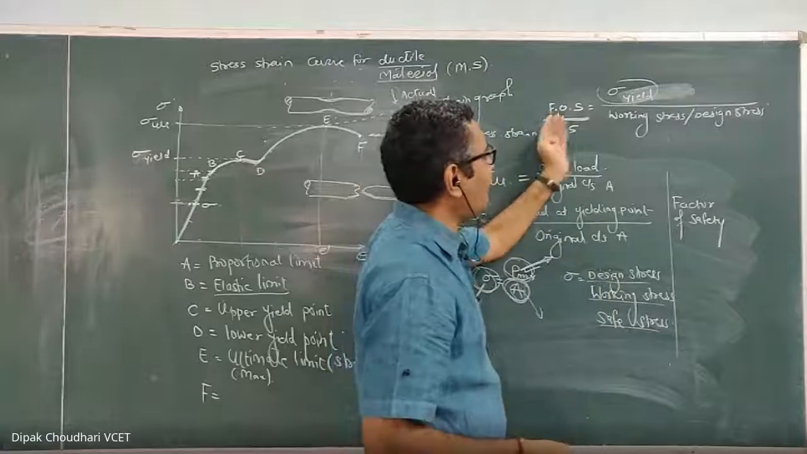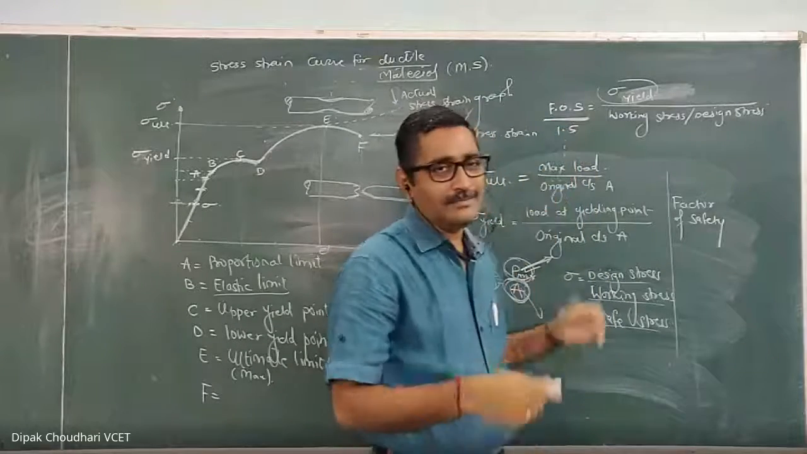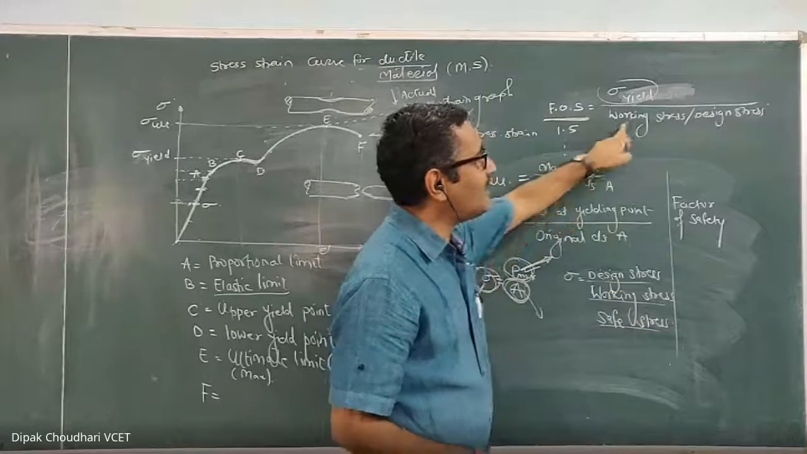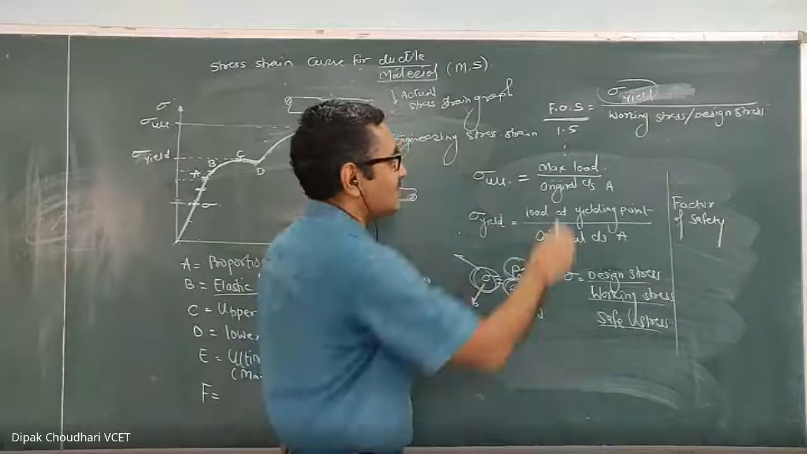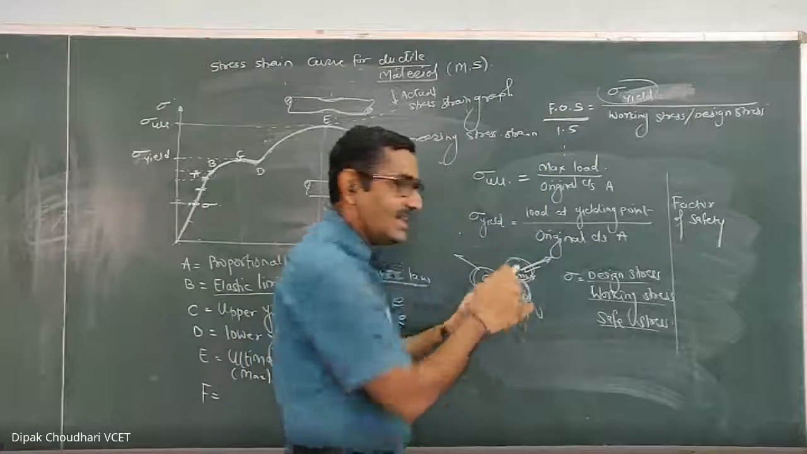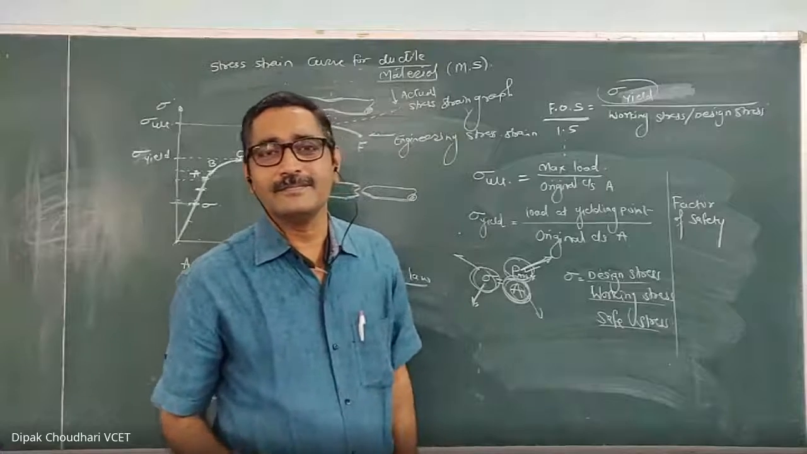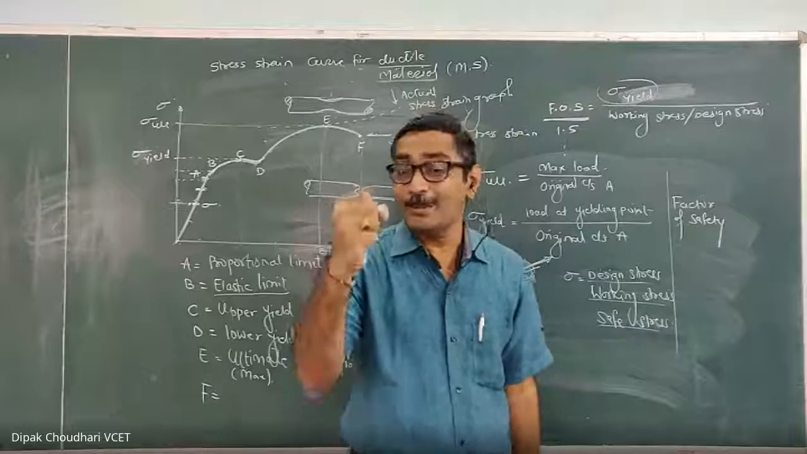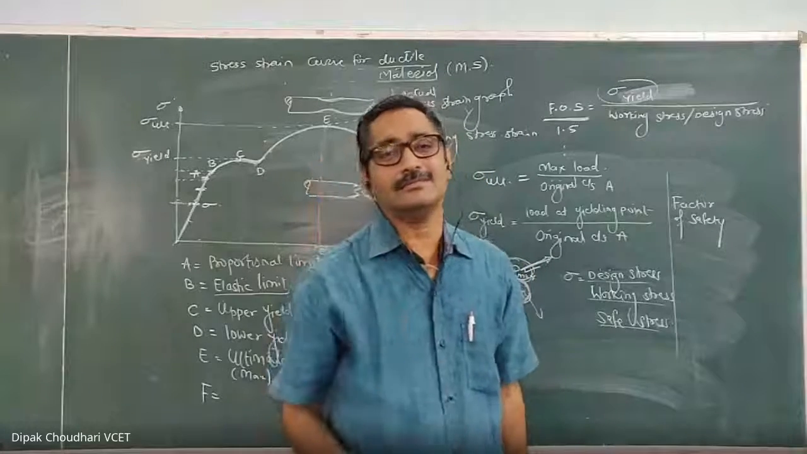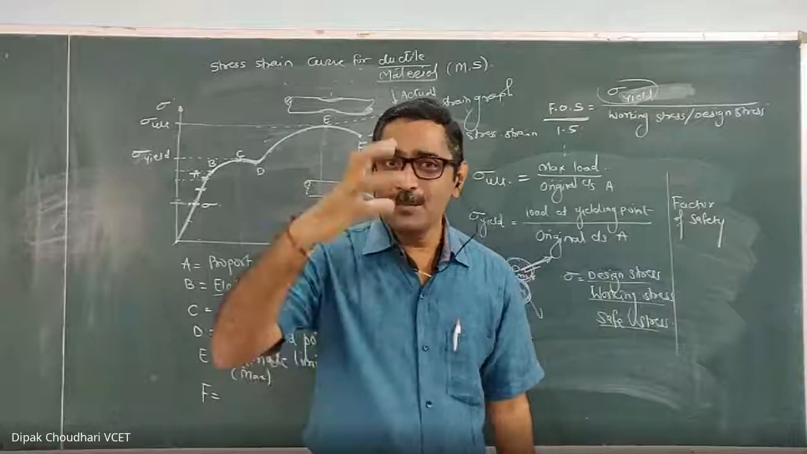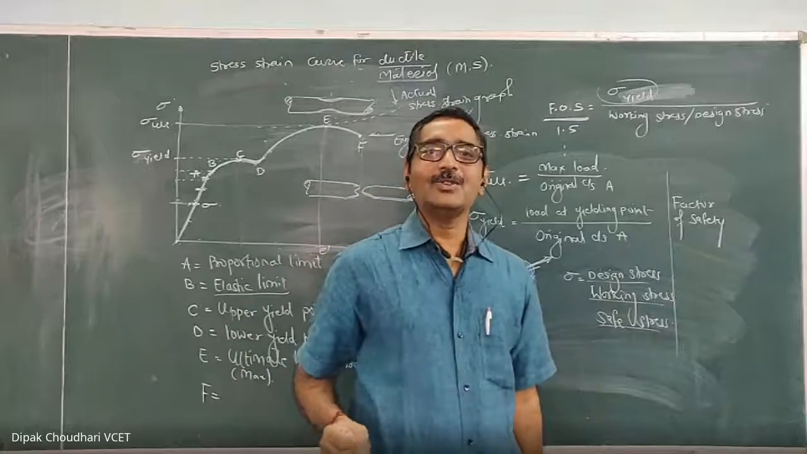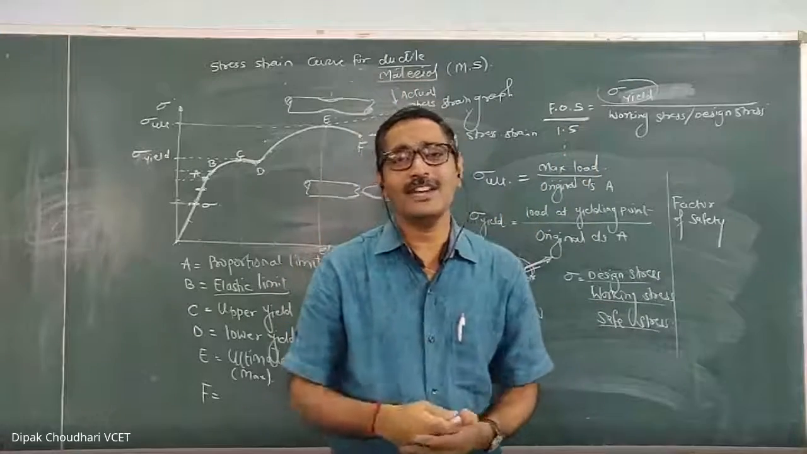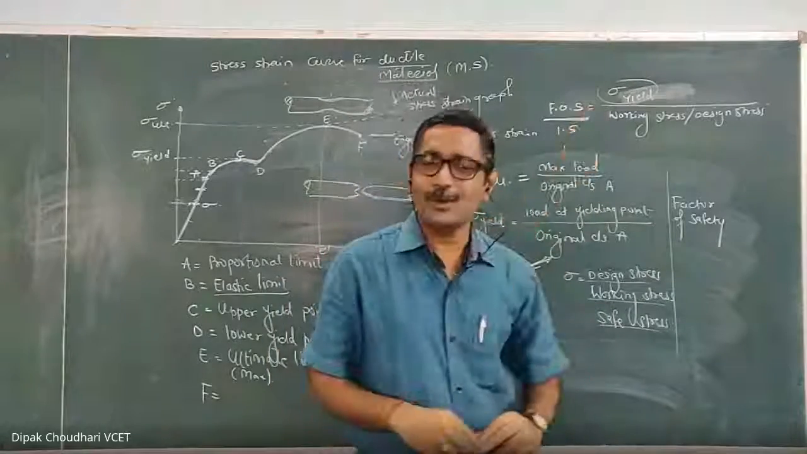What will happen if I take 1.5, 2, 2.5? Listen, the higher the factor of safety, the lower the working stress will be. And the lower the working stress, the bigger the cross-sectional area will be. It means the higher the factor of safety, the heavier the material or component will become. It will be stronger. So if you want a material to be stronger, you have to use a higher factor of safety. In common applications, the factor of safety is 1.5.